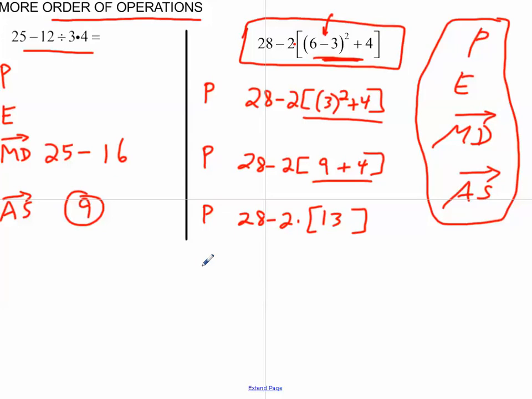So now we work to exponents. No exponents to clear out. Now we do multiplication and division left to right. 28 minus 2 times 13 is 26. And now we do addition, subtraction, left to right. And 28 minus 26 is 2, and there's our answer.